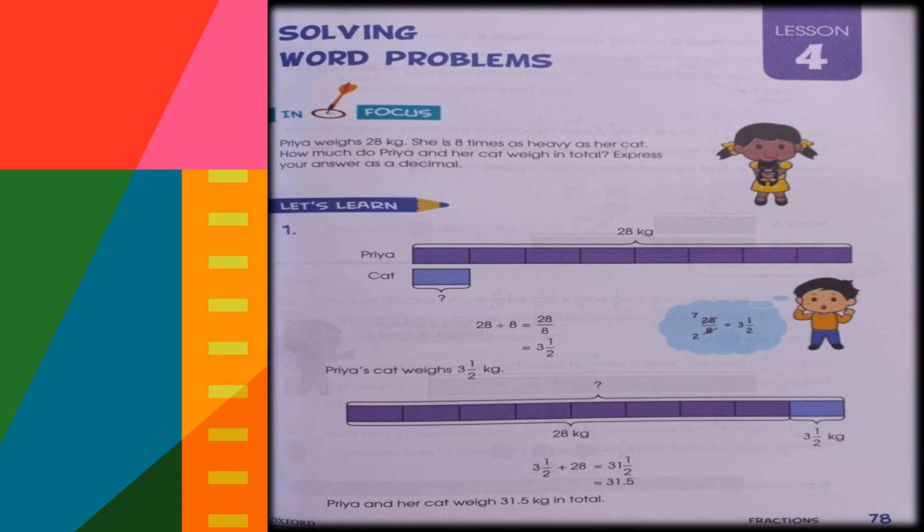In this way, we are able to find the weight of the cat, and by adding the weight of Priya and the cat we will find out the total weight, which is required in the question. So by dividing 28 by 8 we have got 3 whole number 1 over 2, and by adding this weight to 28 we have 31 whole number 1 over 2, which is our required answer.